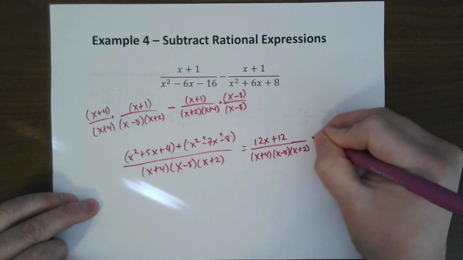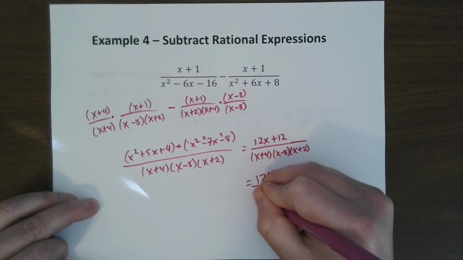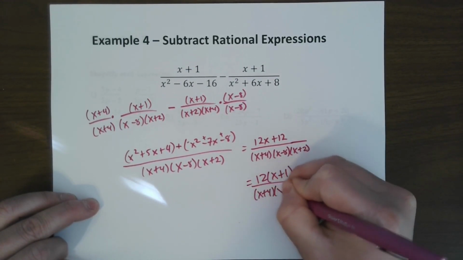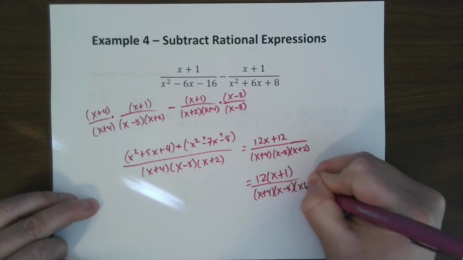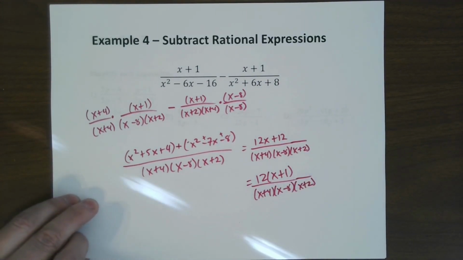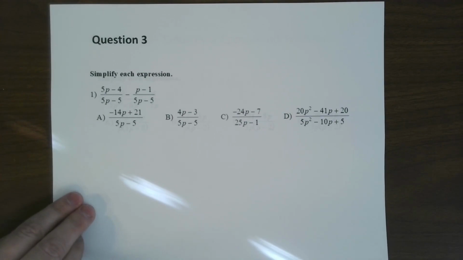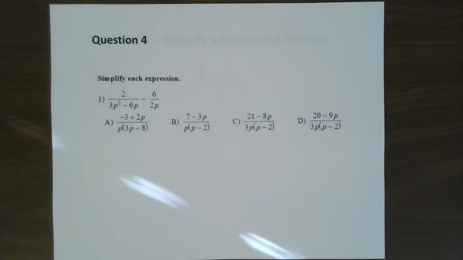And if you factor the top, you get 12, x plus 1, over x plus 4, x minus 8, x plus 2. Nothing cancels, so you are completely done. Go ahead and try this problem.